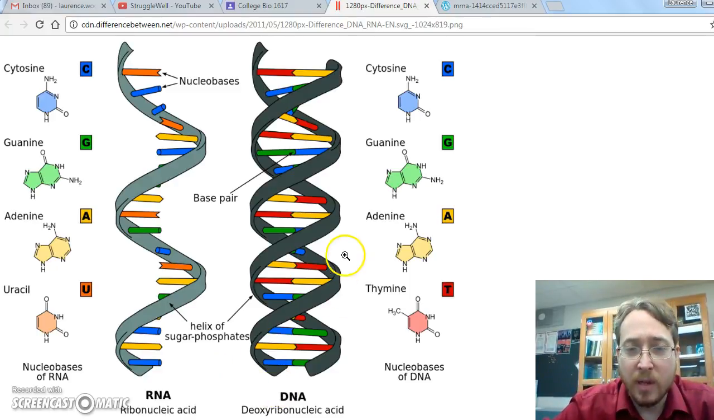DNA is famous for its double helix shape. It's made of two strands, and the nitrogenous bases form hydrogen bonds with each other, which unite them and form this helix shape, whereas RNA is a single strand.